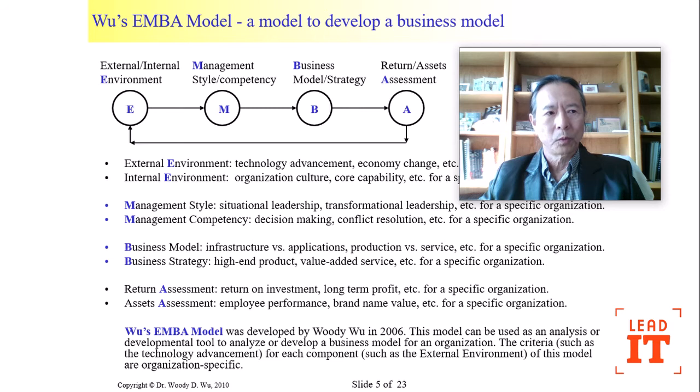Here is Dr. Woody Wu's EMBA model. It has four components: E for environment, M for management, B for business, A for assessment. At first comes the external and internal environment analysis. External, for example, technology change. When we have a new technology, we have new business opportunities, or we are going to get rid of some existing business. Somebody is going to gain, somebody is going to lose, depending on which side you are on. You are on the technology side or you are against the technology.